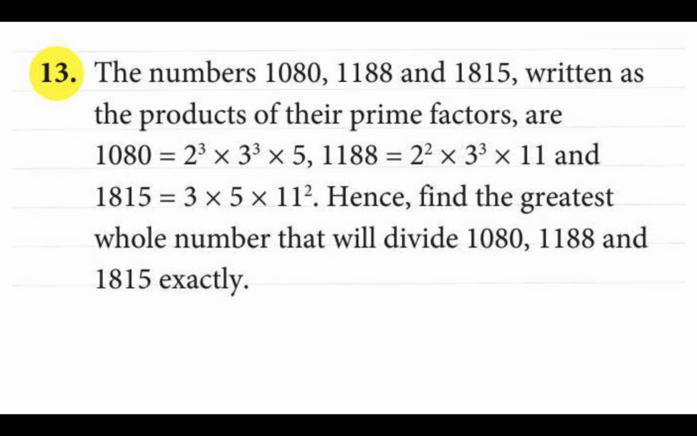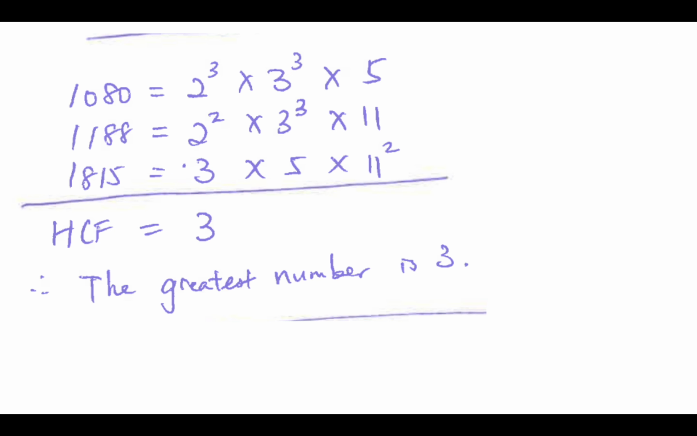So what we are trying to do is to find the greatest whole number that will divide these three numbers exactly. So what are we doing here actually? Well, we are actually trying to find the HCF or the highest common factor. So by listing them out in a form like this, we can just do a quick comparison of each of the factors. If you look at the prime factor 2, we realize that 1815 does not have prime factor 2. Therefore, it is not in the HCF.